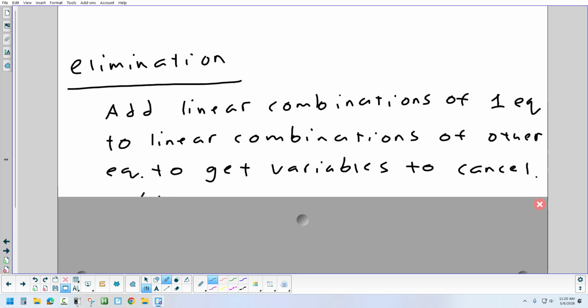So the goal with elimination is to add equations together, or a multiple of an equation together, to make something cancel out. When you do elimination, you're only going to be able to cancel one variable at a time. You have to choose what variable you want to try to cancel, x or y. I suppose if you get really lucky and everything worked out in a special case, both variables could cancel, but that's not common.